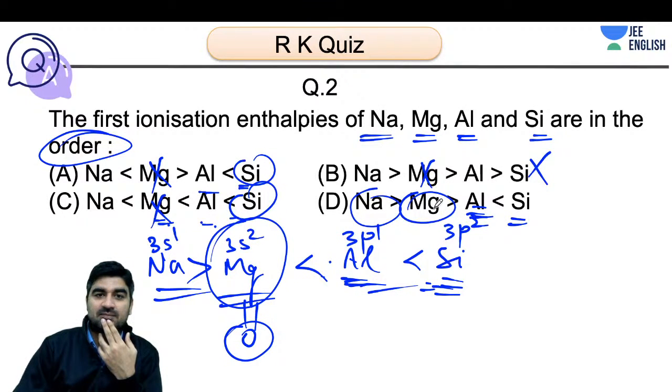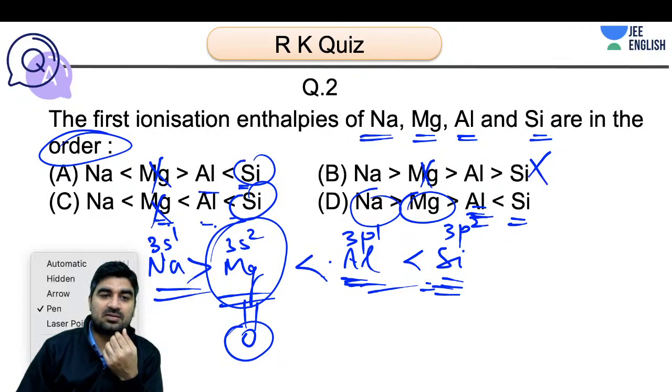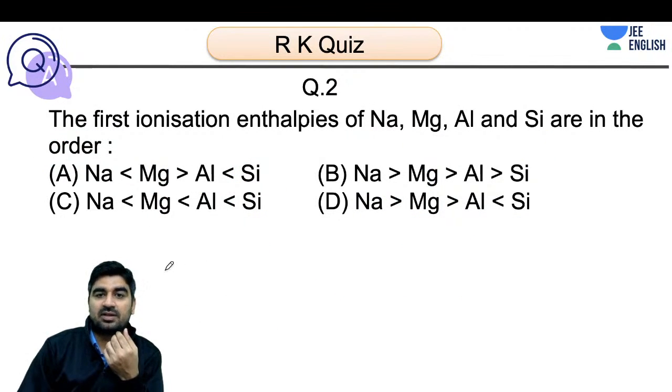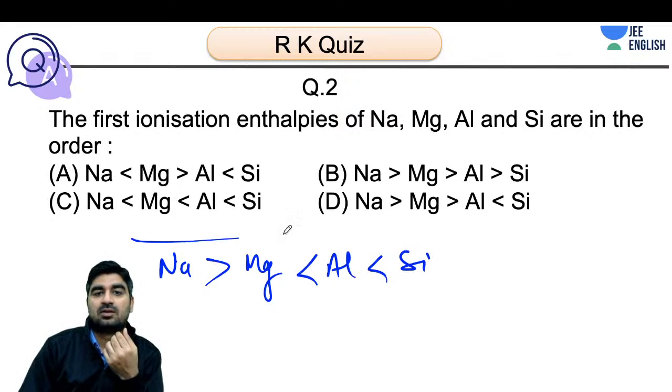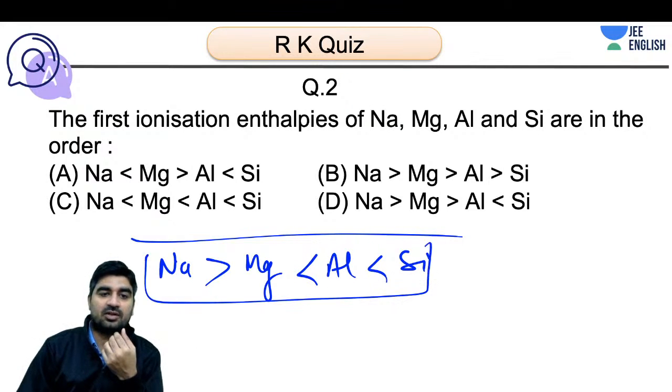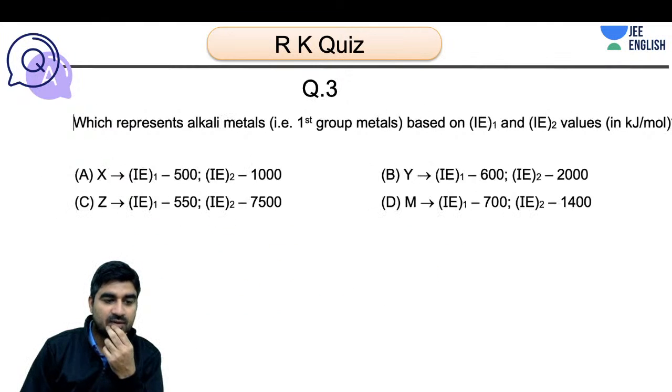Yes. So actually there is no answer which is given in the options. So now I will tell you Na, Mg, aluminum and silicon. Yes. The order will be this. Just note it down. Got it? Now let's do this one.